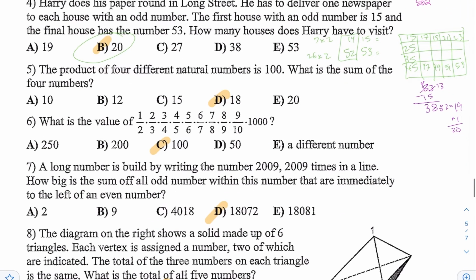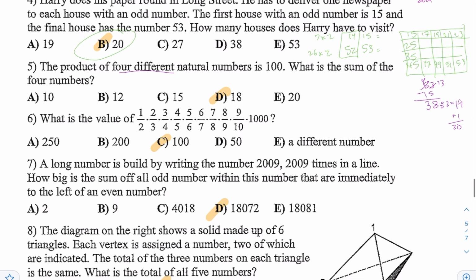Next, for number 5, the product of 4 different natural numbers is 100. What is the sum of the 4 numbers? So you need 4 different numbers, and natural numbers are the counting numbers. They multiply to 100, so they're all factors. So you know that 100 broken down to 50 and 2. This is 5 and 10. This is 5 and 2. So you can't have 5 times 5 times 2 times 2 because it has to be different numbers.